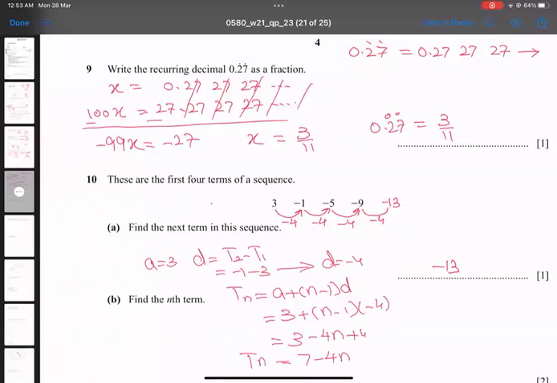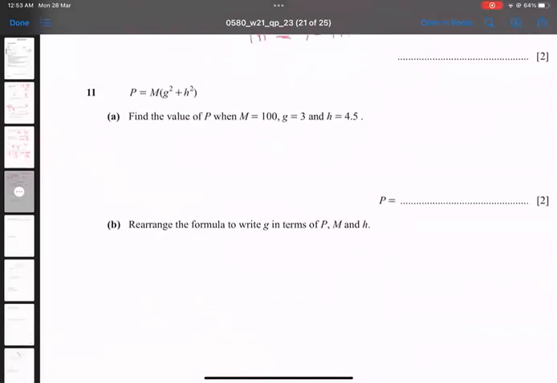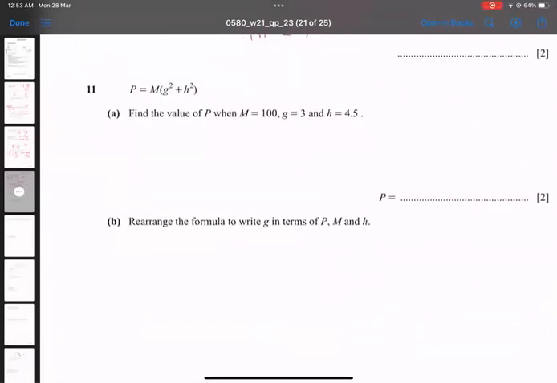So this is also over. Let's go for question number 11. In this page, we have 11 questions further.